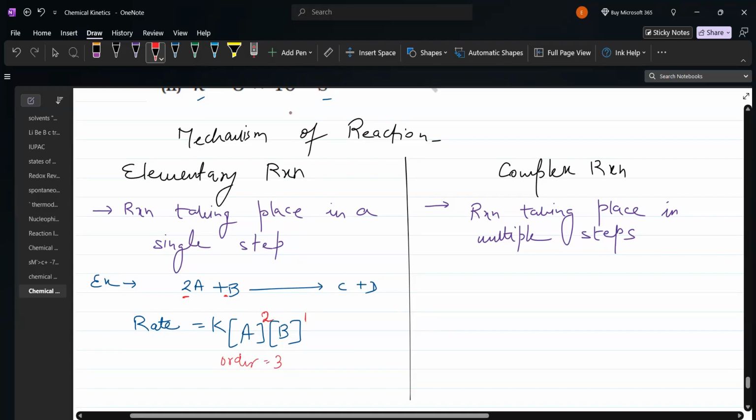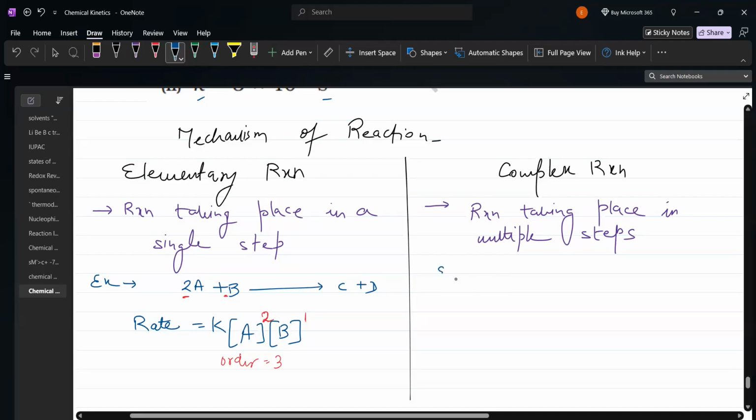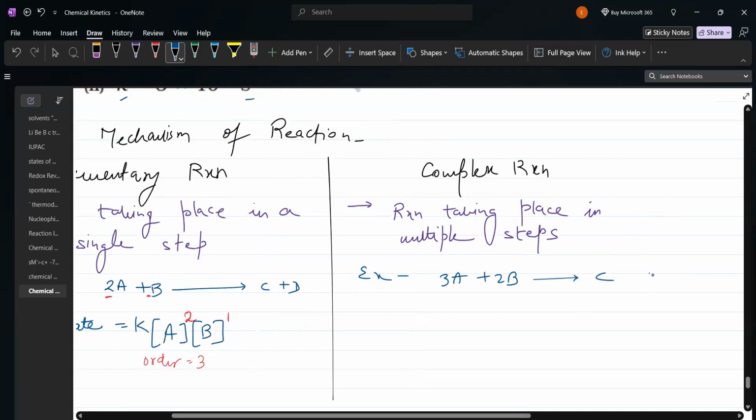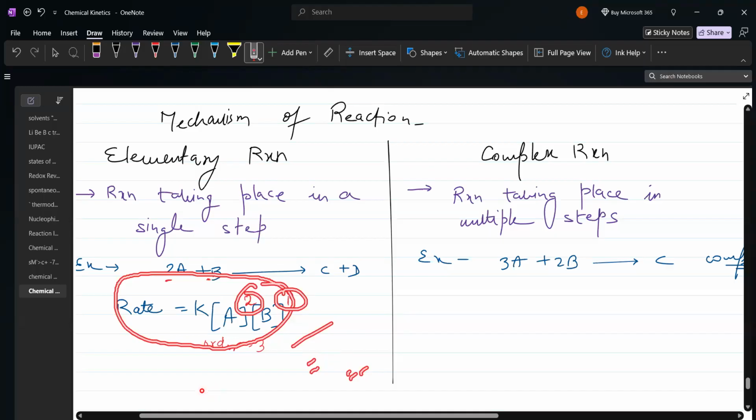But in a complex reaction, let's write its example. 3A plus 2B gives C, for example, and this is a complex reaction. Have you remembered that I have told you that the rate of reaction which we are writing can be found out experimentally only? We cannot directly write this, right? We can find this by experiment only. Do you remember, everyone?